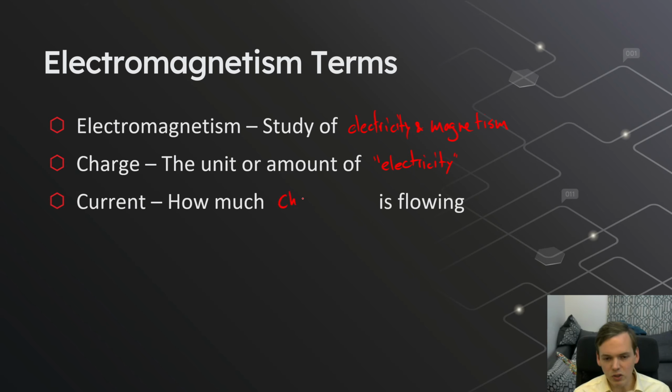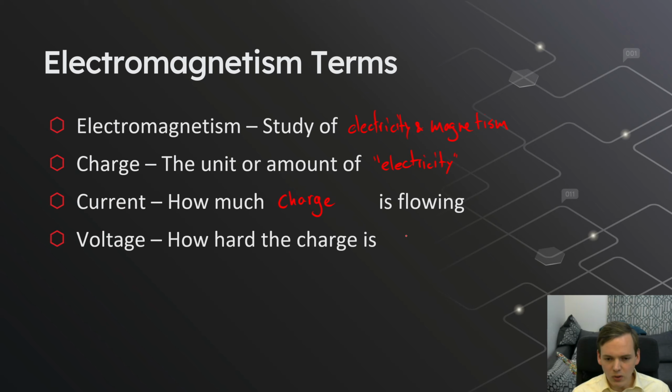Current is how much charge is flowing through a wire or past a point or through a material. So charge is just how much stuff is there; current is how much is flowing past a point. It's often likened to a river, where charge would be the amount of water, and the current is how much of that water is flowing. You could have a large current because the river is really big, even if it's moving kind of slow, or because it's moving really fast, even if it's pretty small. What we care about for current is the gallons of water flowing past a certain point.